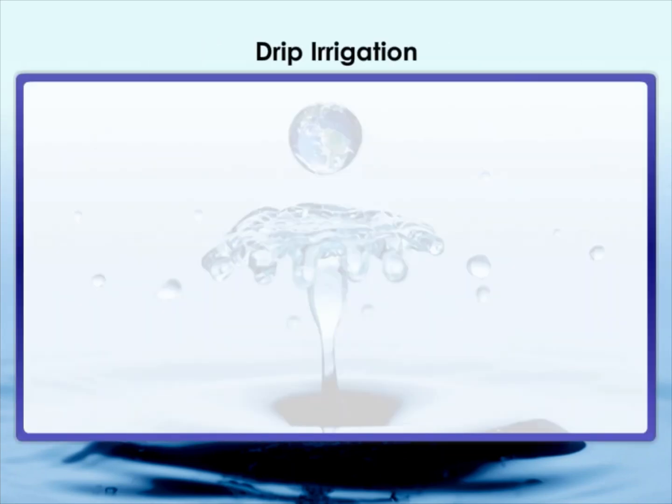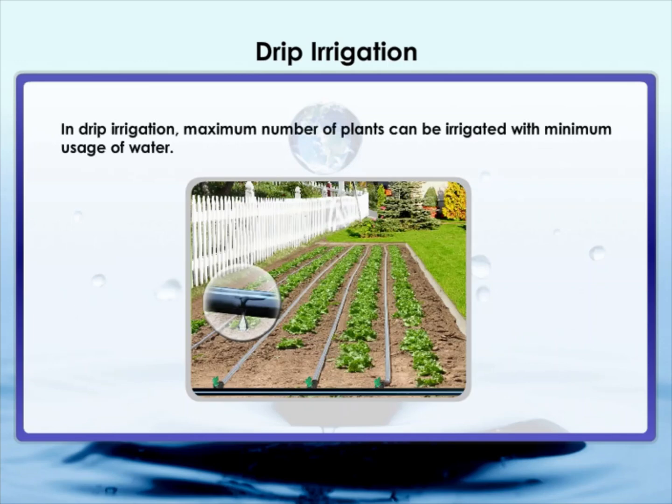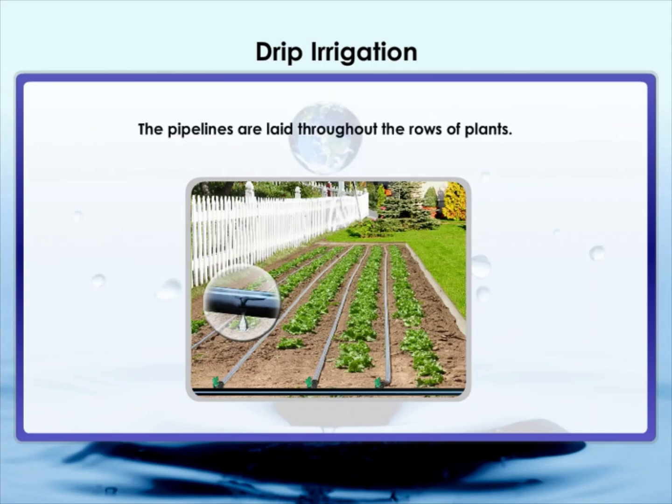Drip irrigation. In drip irrigation, the maximum number of plants can be irrigated with minimum usage of water. The pipelines are laid throughout the rows of plants. Holes are made in the pipes at strategic points to release water in droplets. This method helps in saving water, which is an important but scarce resource.